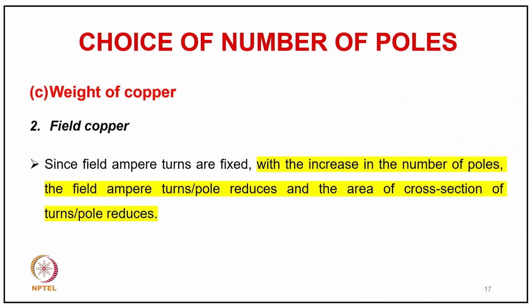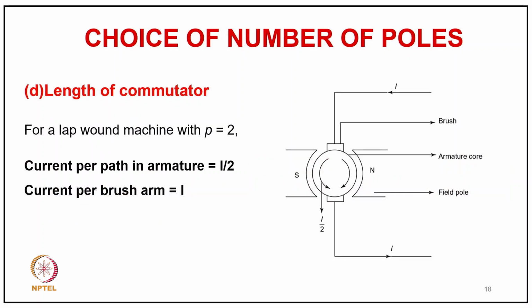Now coming to the weight of the copper in the field winding, the field copper. Since the field ampere turns are fixed, with the increase in the number of poles, the field ampere turns per pole reduce and the cross-sectional area per pole also reduces.